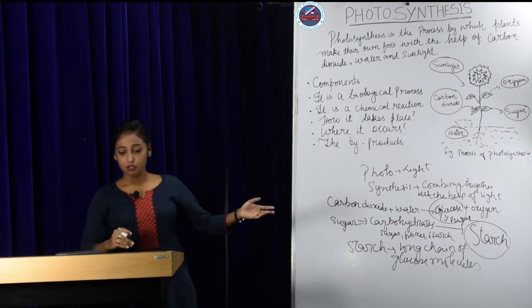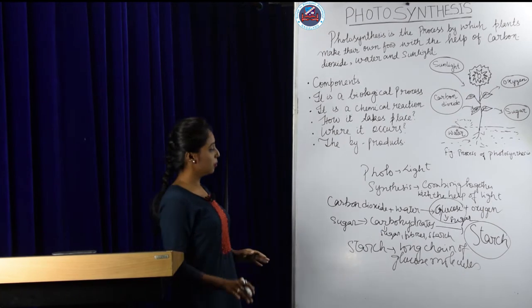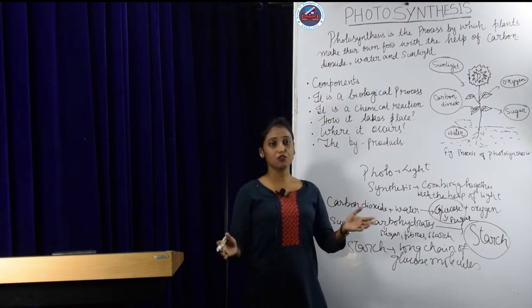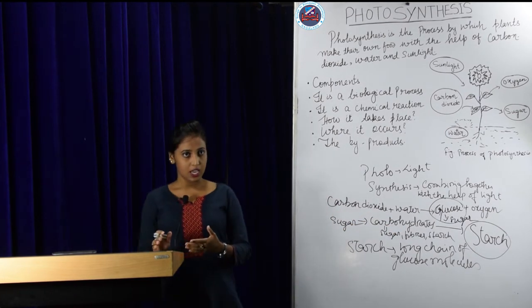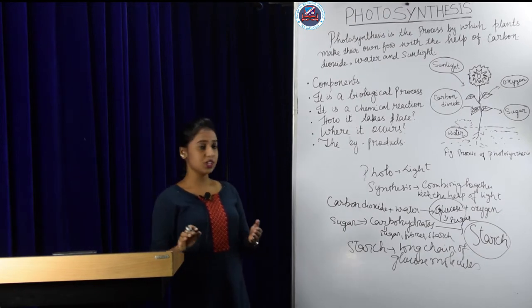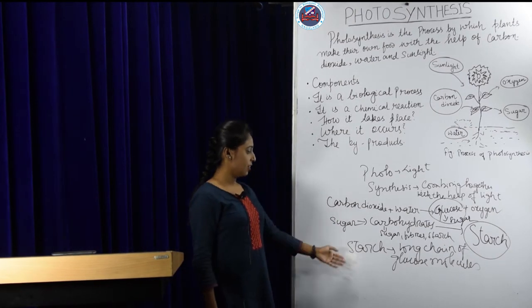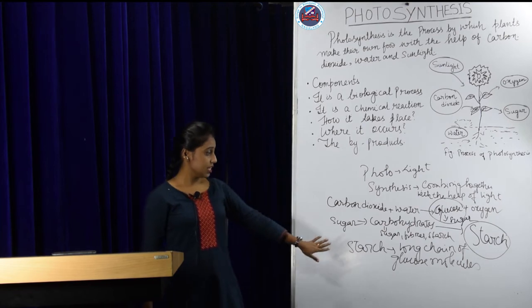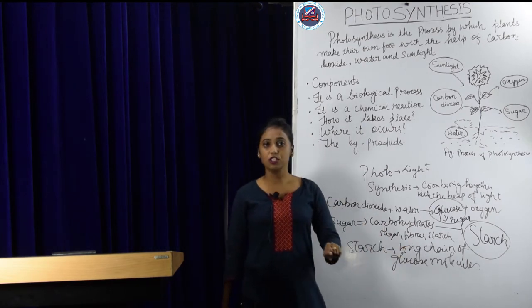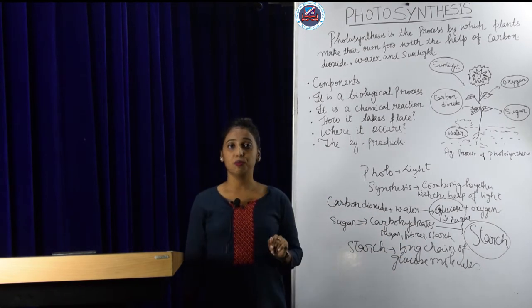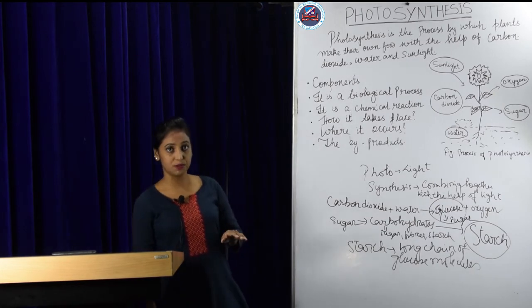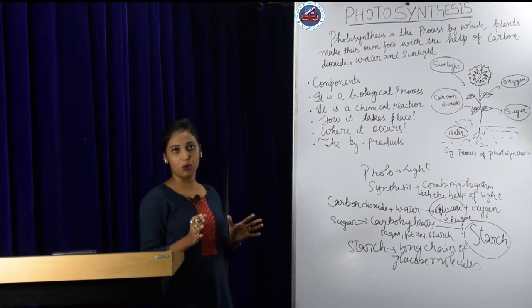Why do they have to convert it into starch? Because glucose is soluble, so they cannot store the glucose in the leaves, as the leaf cells also have water. So they have to convert it into starch and then store it. Because they are long chains of glucose molecules, they do not dissolve in water. They are insoluble, so it becomes easy for the plants to store them.